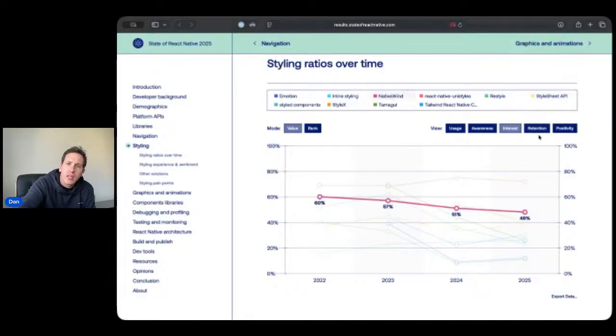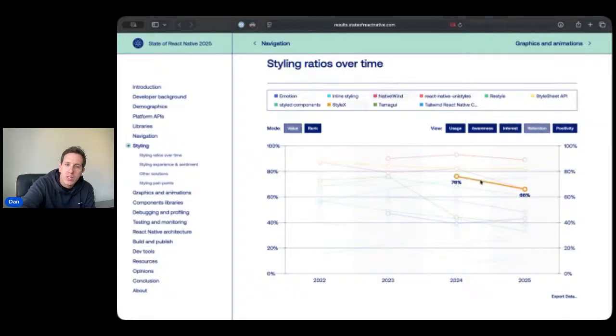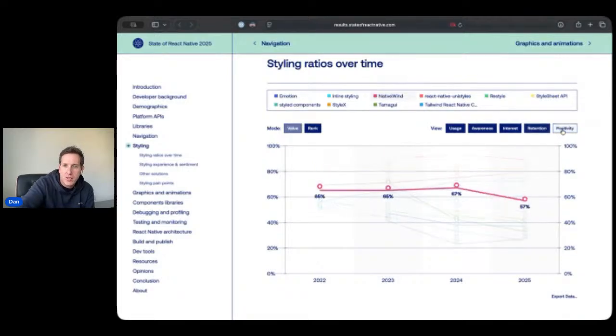So again, going back to Nativewind, this is where we're going to start to see an unfortunate reality. Let me click back into that. There we go. So retention of it is quite a bit lower since last year relative to past years. And equally, the positivity, while not quite as much of a drop, it's not that far off the average, but still lower, and I don't like that.